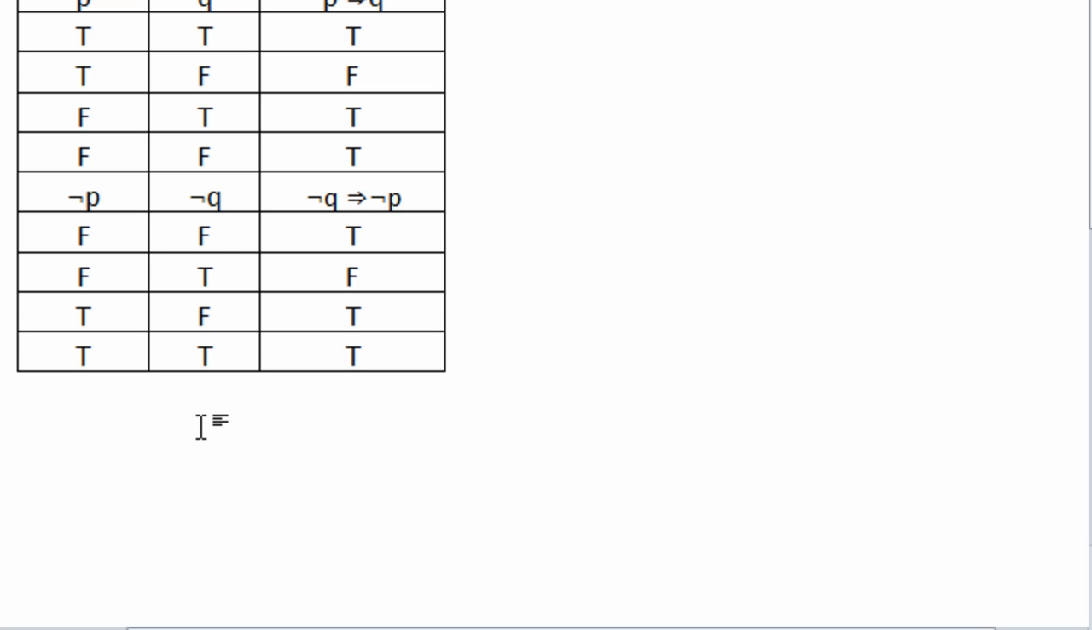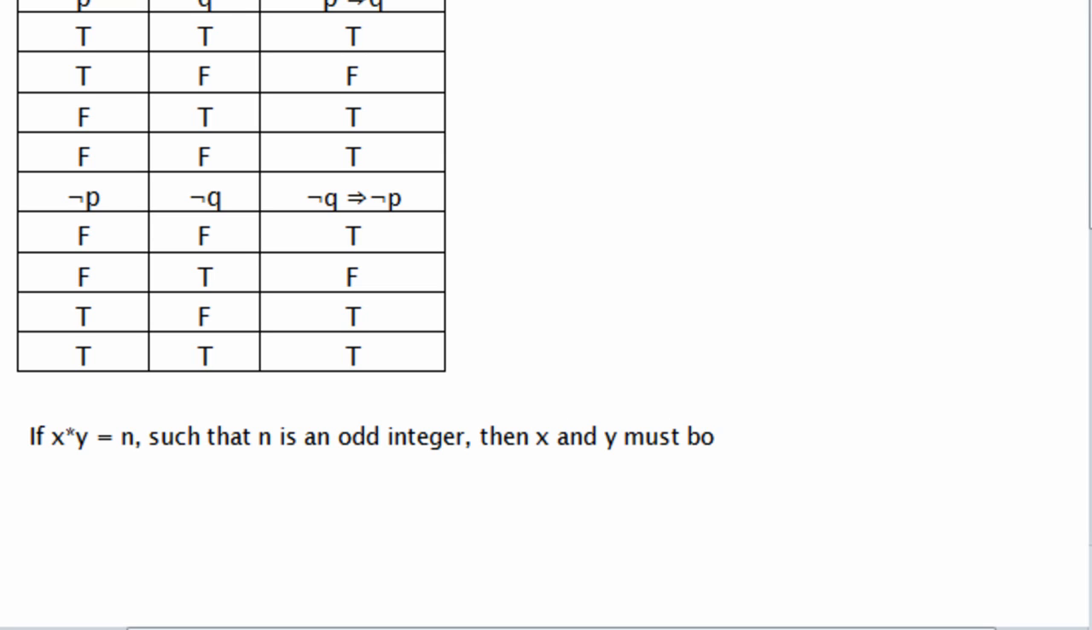So let's go ahead and start with an example. One example of this is if x times y equals n such that n is an odd integer, then x and y must both be odd.